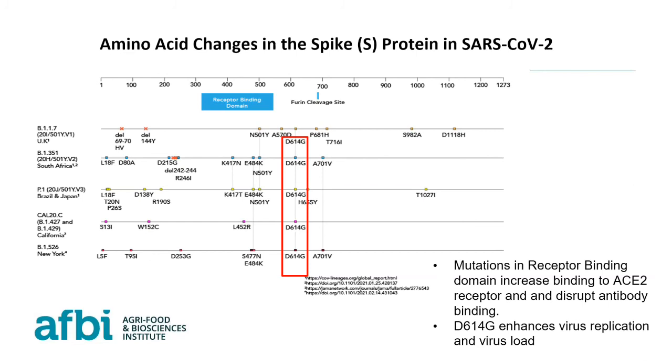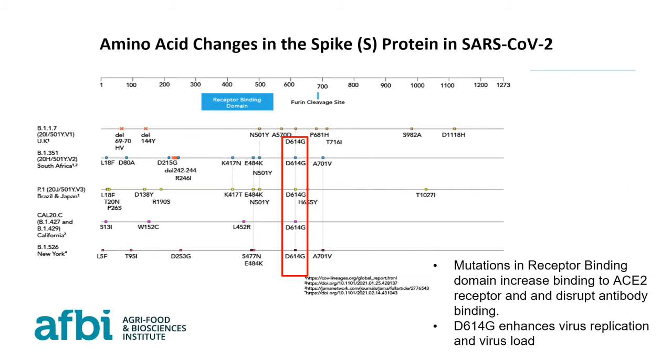So those are the areas that we're looking at. That area in red there is D614G. That mutation is found to enhance virus replication and virus load. So that's helping the virus to actually replicate more and produce more virus. The mutations, if you see the receptor binding domain in the blue box there, the RBD, that's the bit of the spike protein that actually binds to the ACE2 receptor.